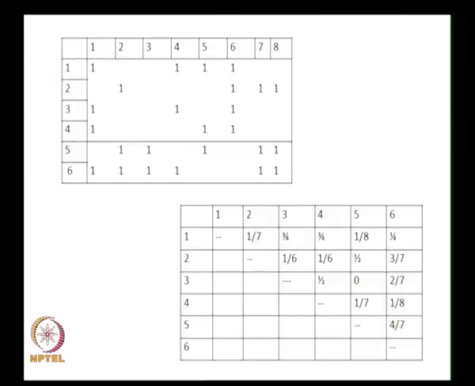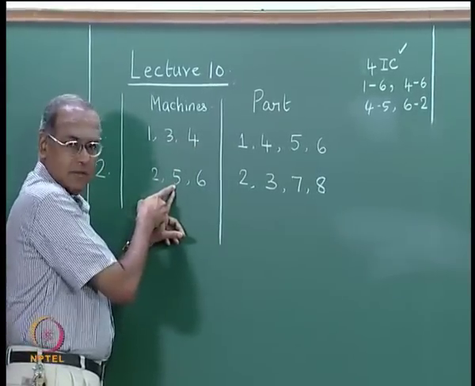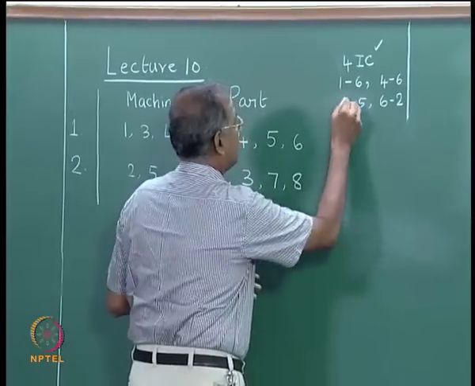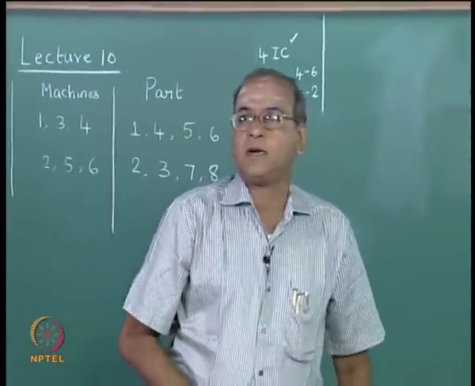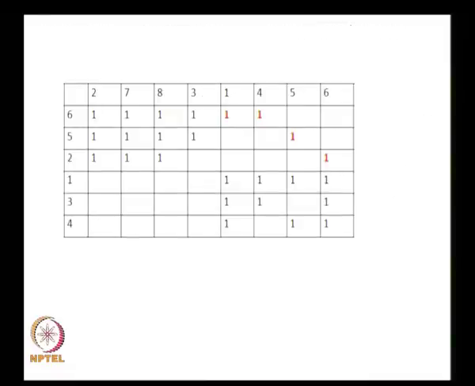So, part 5 requires machines 1, 4 and 5. So, part 5 will go to this group with 1 and 4, and there will be an intercell move for part 5 to machine 5, and the fourth one, part 6, to machine 2. They are all shown in red color.